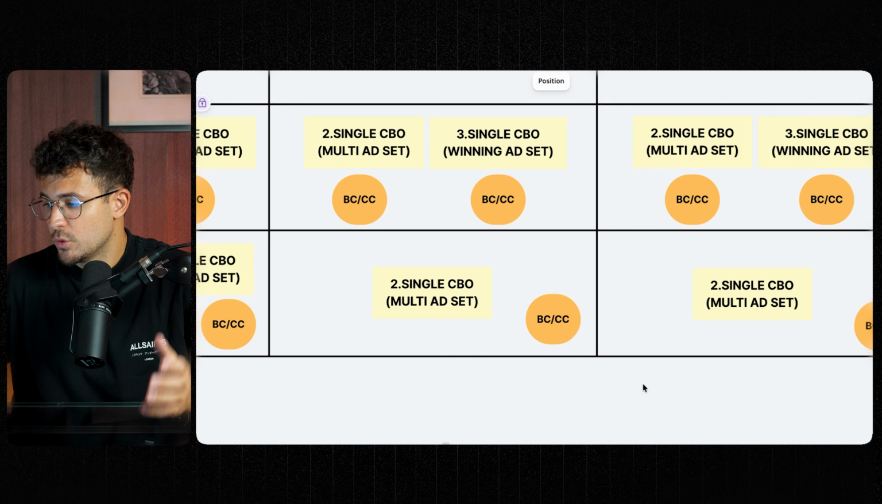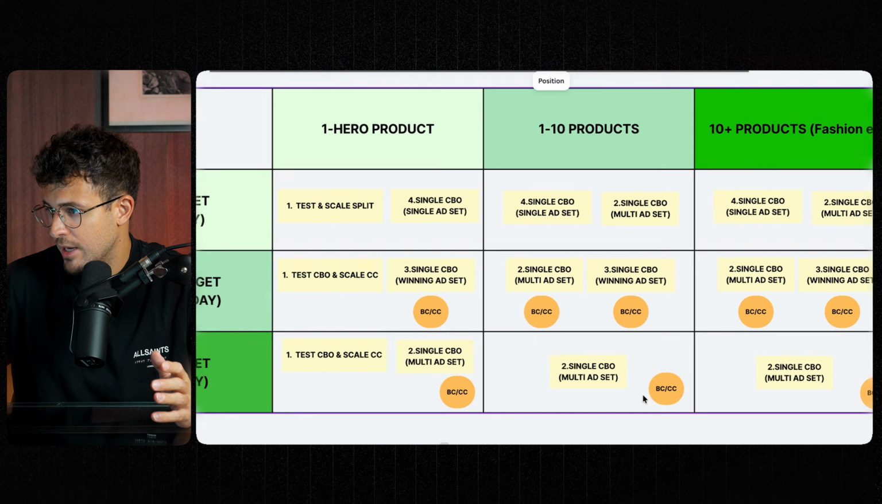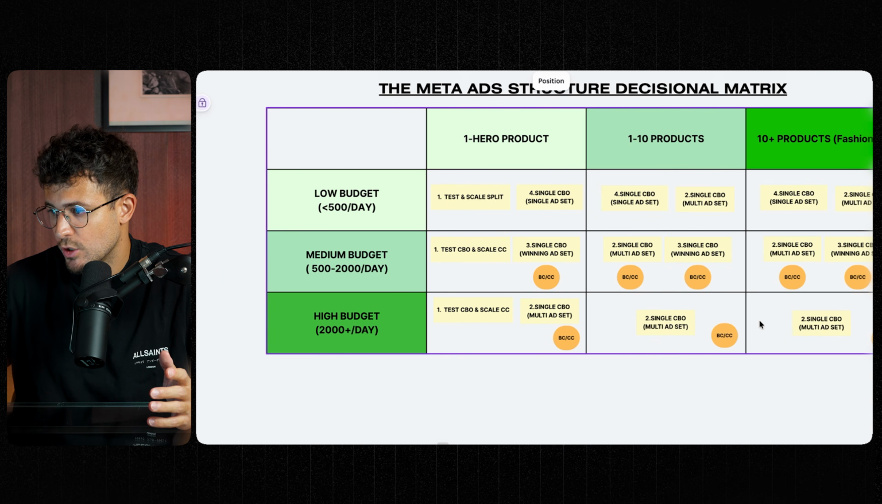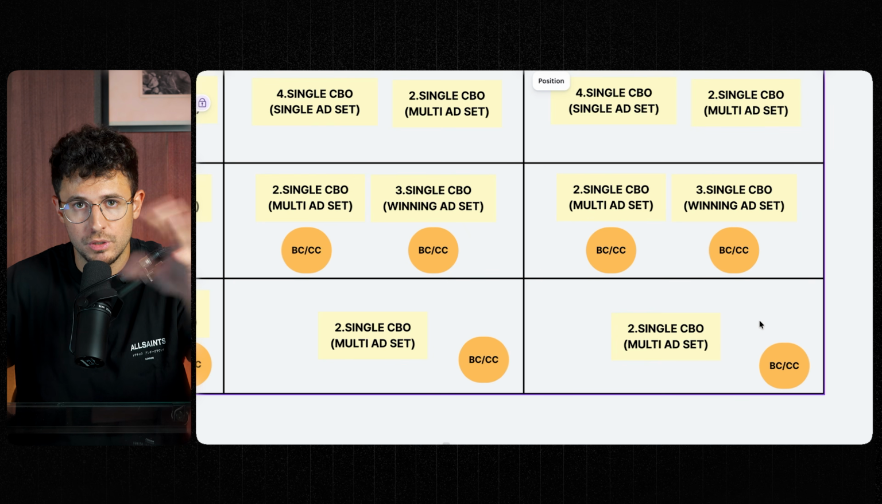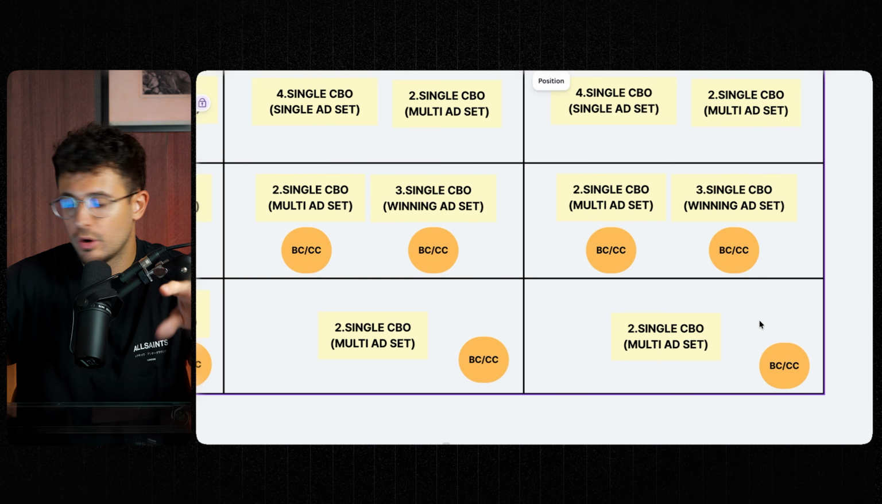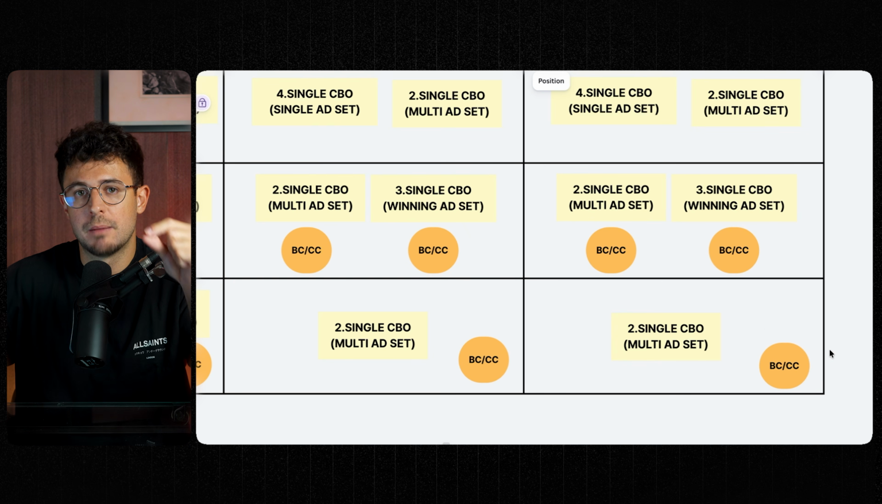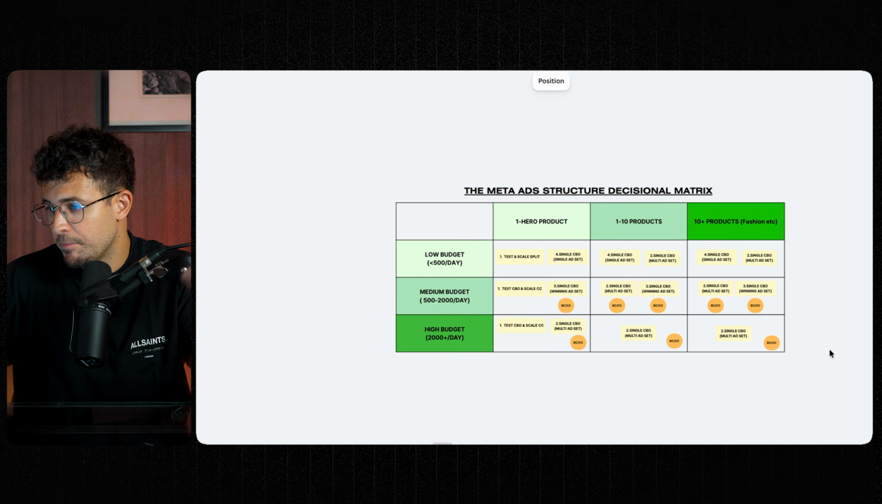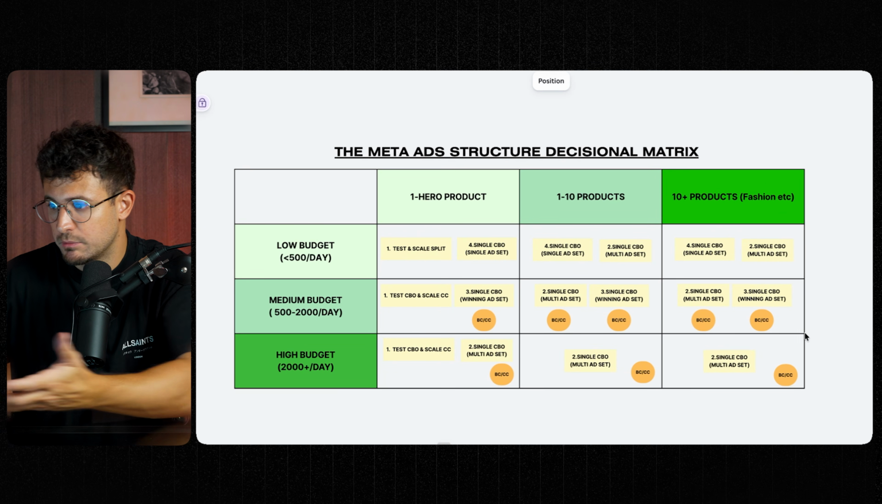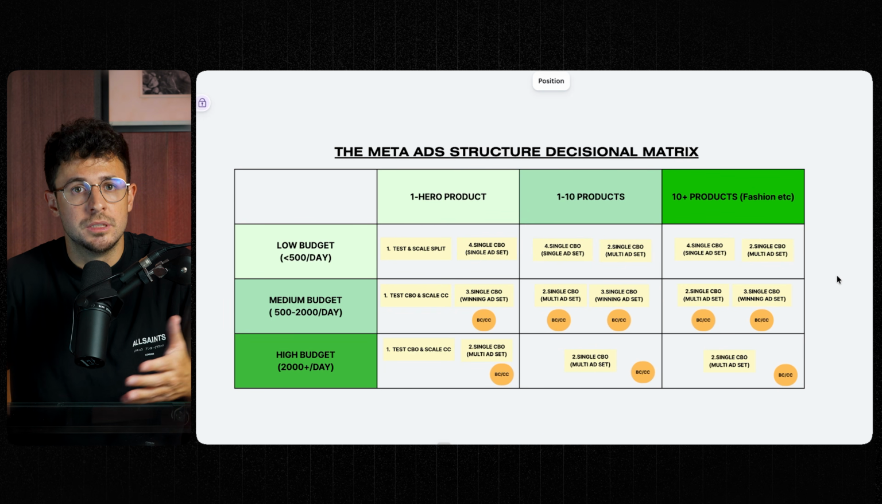And finally, you have the situation where you have a lot of different products and a high budget, and so what you want to do is have a single CBO per product with all the assets inside for different batches for different products or collections, and then you want to have a bid cap or cost cap on the side for each product or collection that you are pushing. And guys, that's basically it when it comes to the Facebook ads structure decisional metrics.